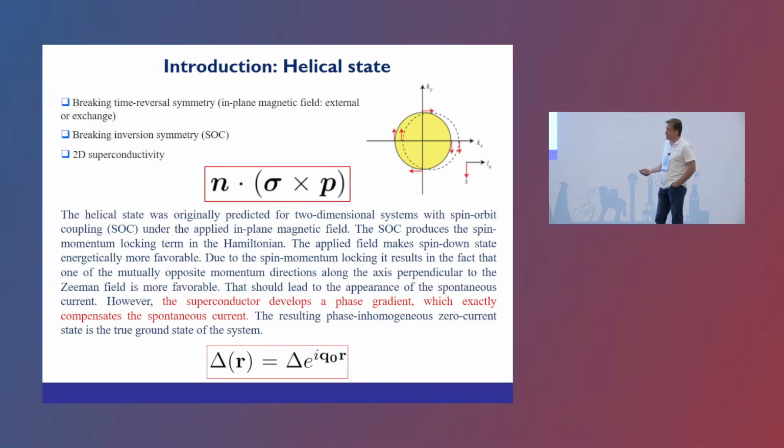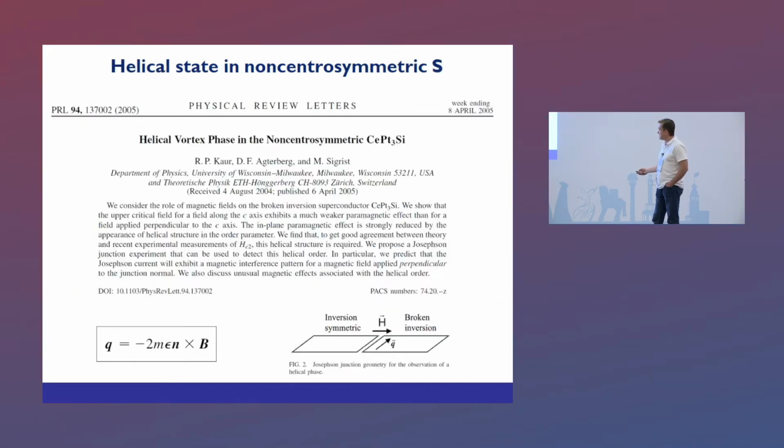And this will lead to the appearance of a spontaneous current. But of course, the system will develop a phase gradient which exactly compensates this current. This will result in a homogeneous zero current state. The Q0 vector will be chosen in such a way to compensate these spontaneous currents, and this is called a helical state.